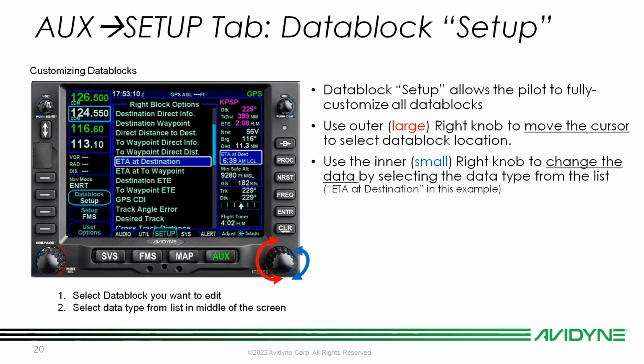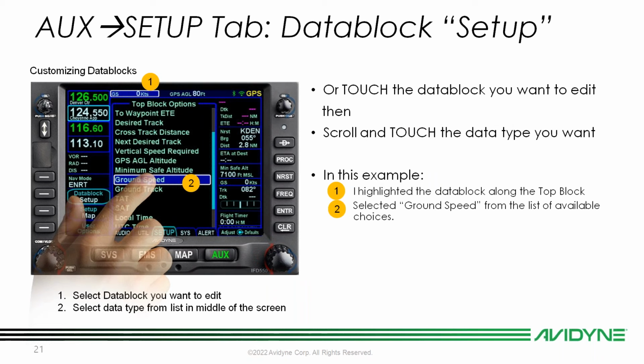Now, of course, with hybrid touch and the ability to change all this through the touchscreen, you can also do it this way on your touchscreen. If you simply tap the data block that you want to change on the touchscreen and then scroll down with your finger on the different block options and tap what you want to display, it'll do that as well. So we can do it with knobs and buttons, or we can do that with touchscreen.